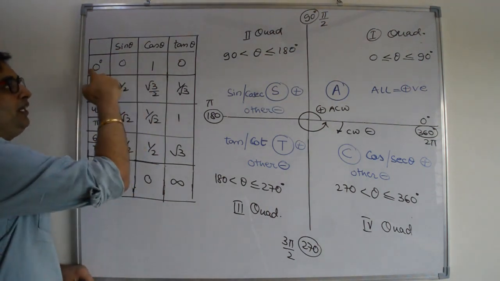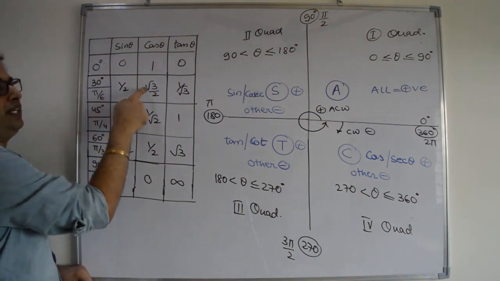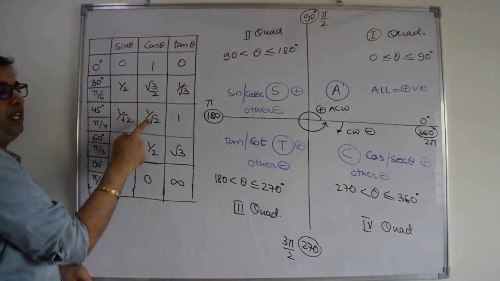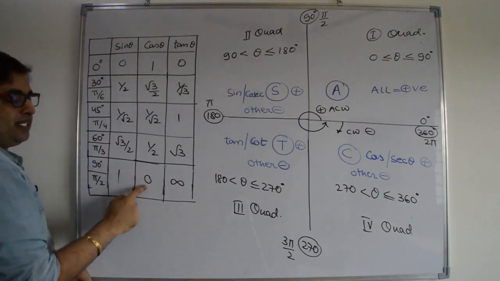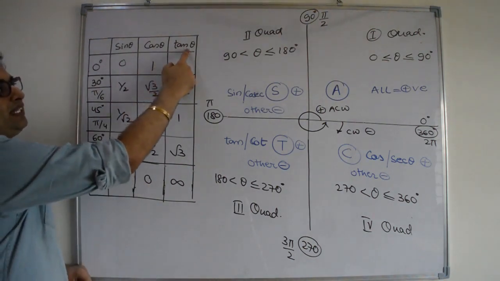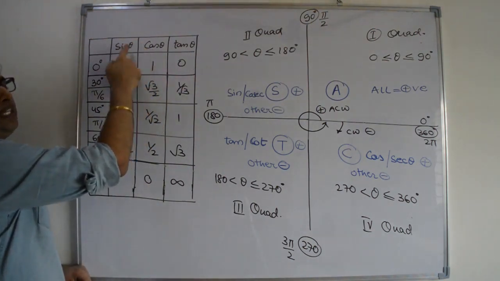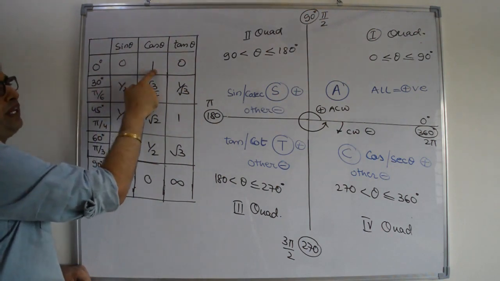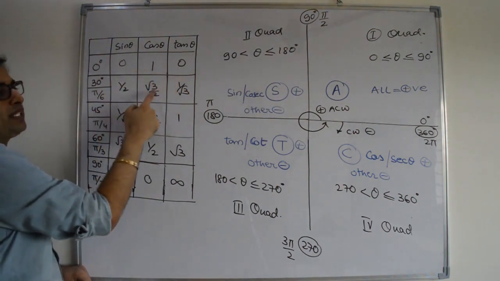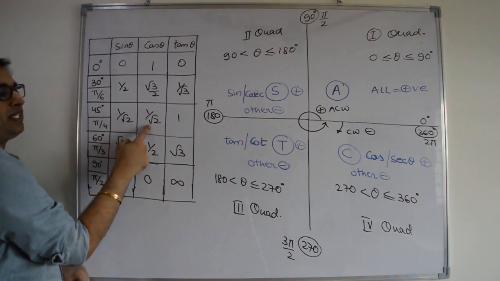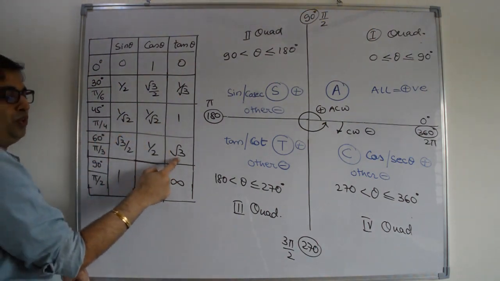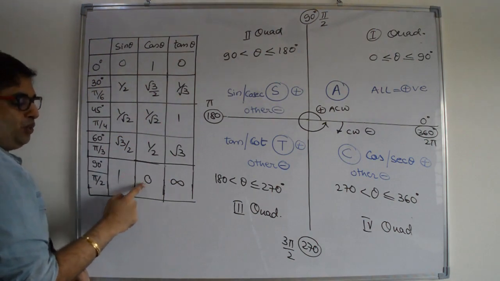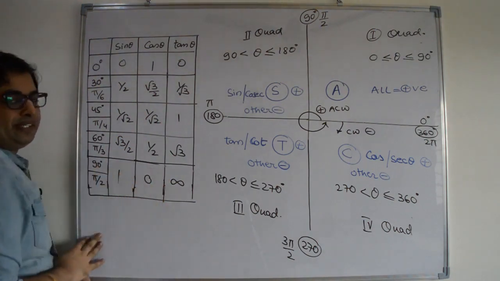Right? Similarly, cos 0 is 1. Cos 30 is root 3 by 2. Cos 45 is 1 by root 2. Cos 60 is 1 by 2. Cos 90 is 0. Tan theta is the ratio of sin theta by cos theta. So 0 by 1 is 0. This by this, 1 by root 3. This by this, 1. Root 3 by 2 divided by 1 by 2 is root 3. 1 divided by 0, divide by 0 means infinite.